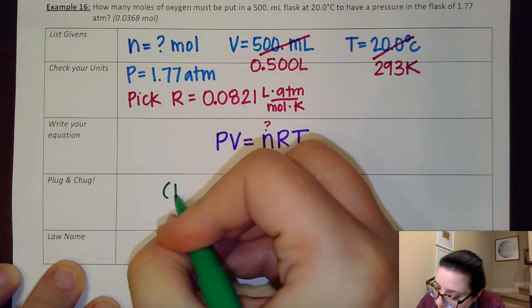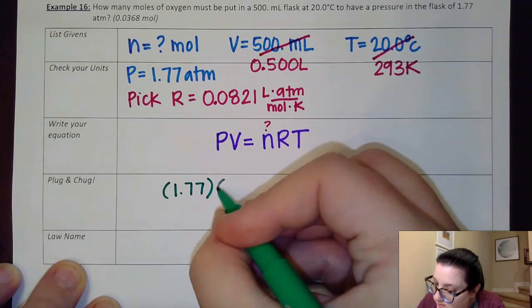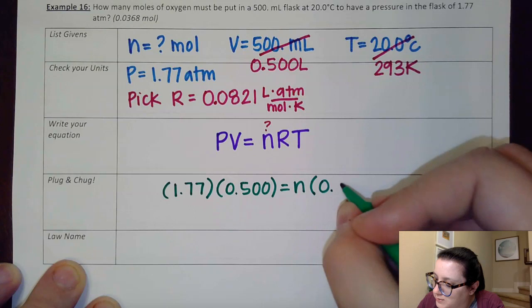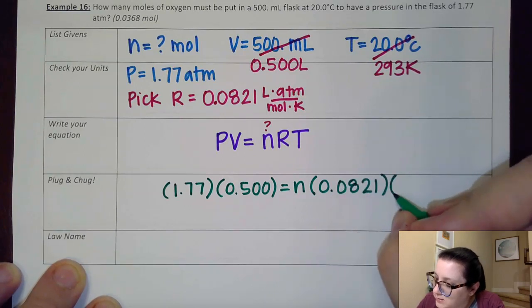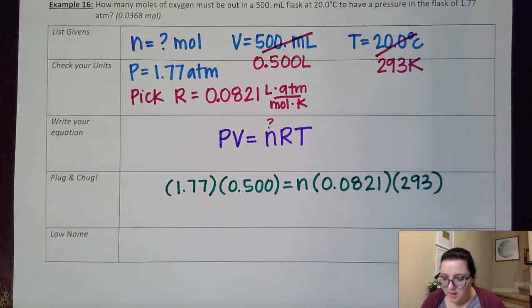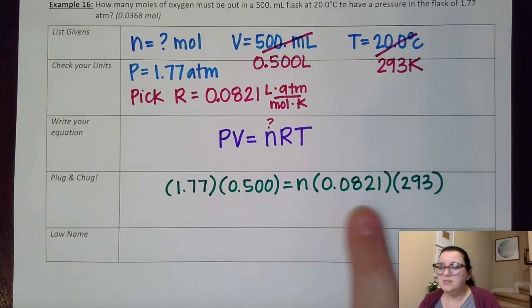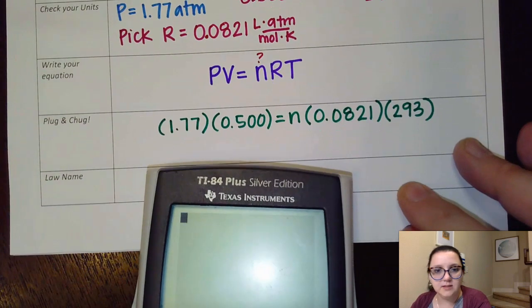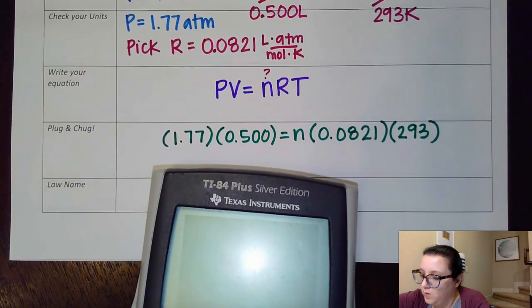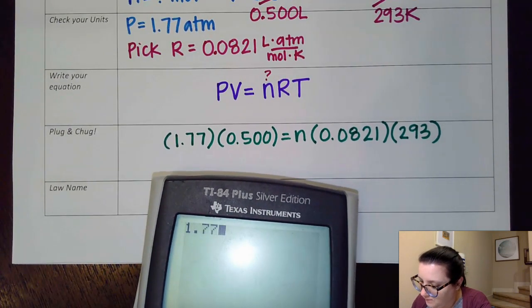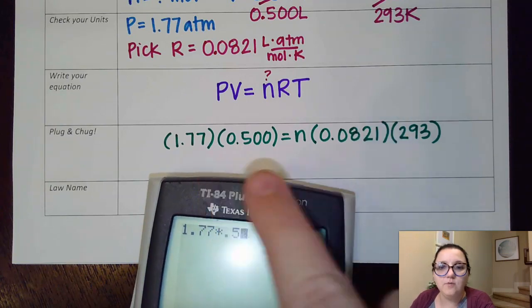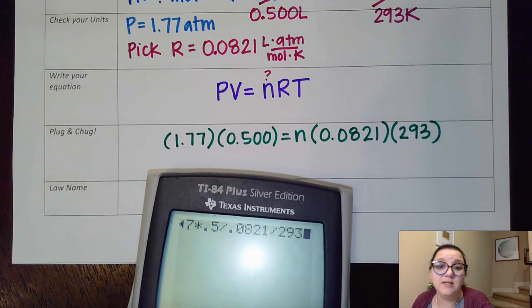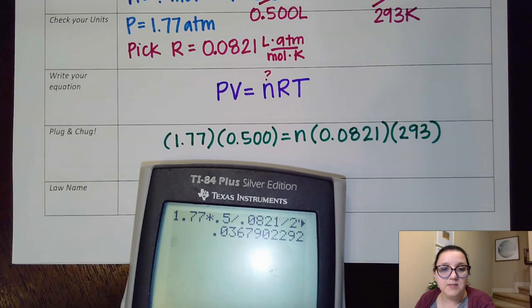So my pressure was 1.77. My volume was 0.5. My N is what I'm looking for. My R was 0.0821. And my temperature, once I converted it, was 293. Again, what we're trying to do here is solve for N. Since this is multiplied here, I can divide these over. So I would go ahead and multiply the 1.77 and the 0.5. And then I would divide over these other two variables: I'm going to divide over 0.0821, and I'm going to divide over the 293 in order to get that N by itself.